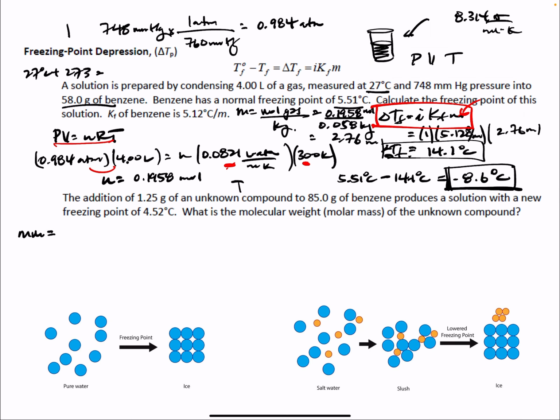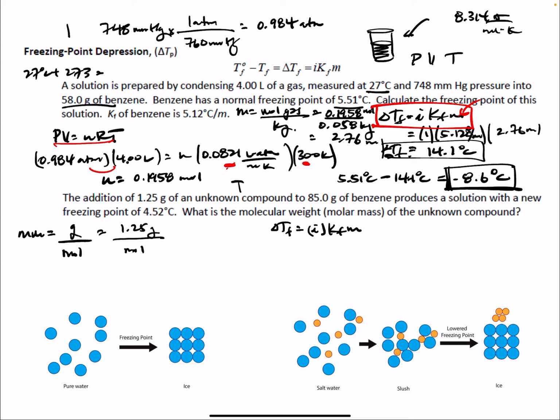Molecular mass or molecular weight is in what units? All right, from the periodic table, we know it's the mass in grams per mole of the compound. So we need to know, well, look at this. We know there's 1.25 grams of this unknown. The question is, how many moles are there? Well, you're using freezing point depression to tell me. So delta TF equals i Kf m.